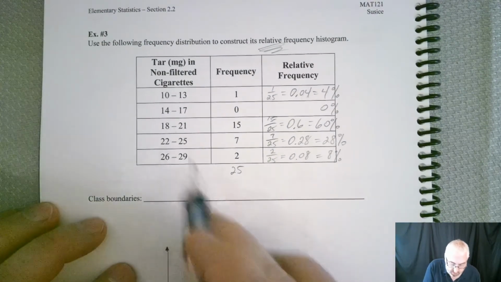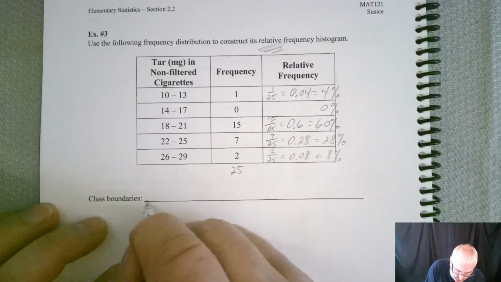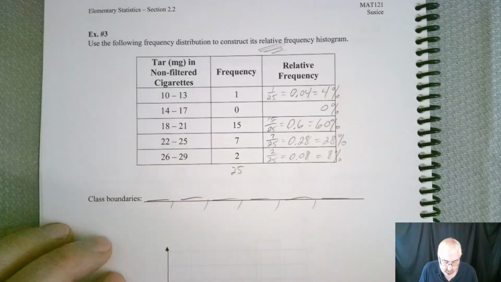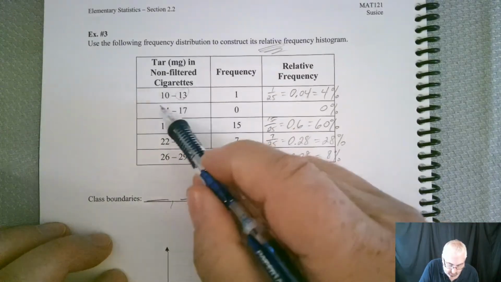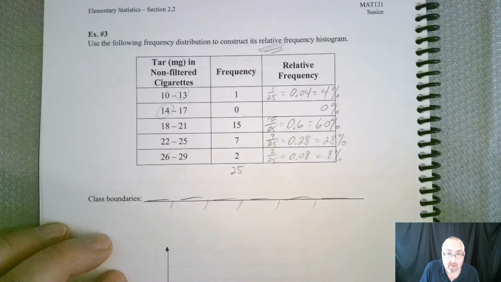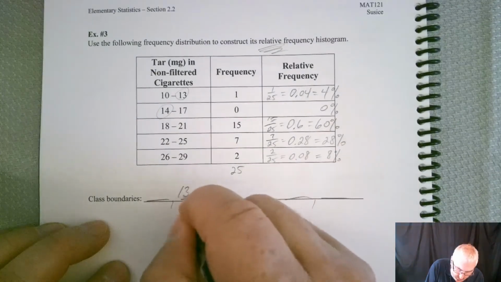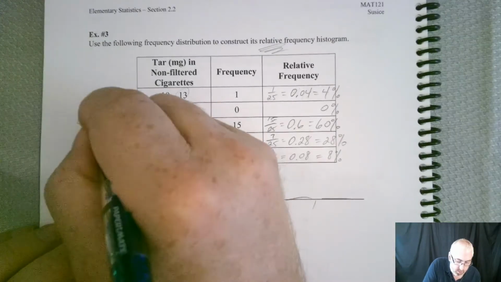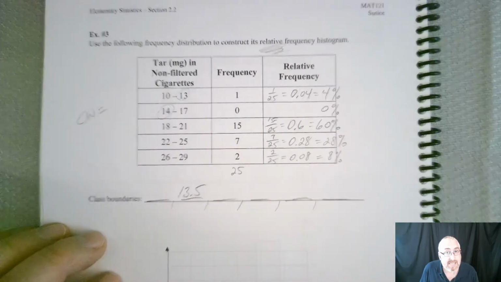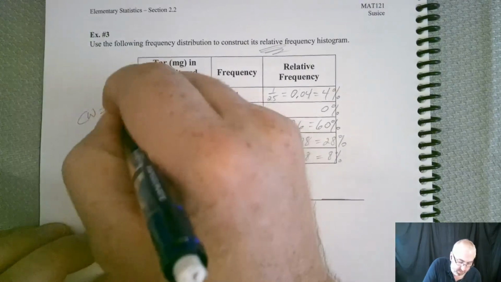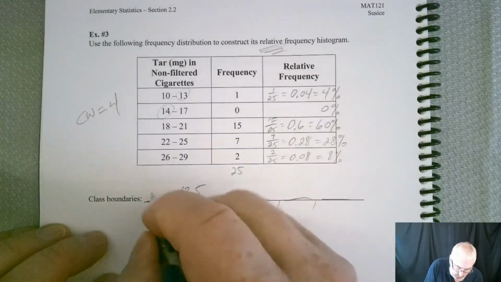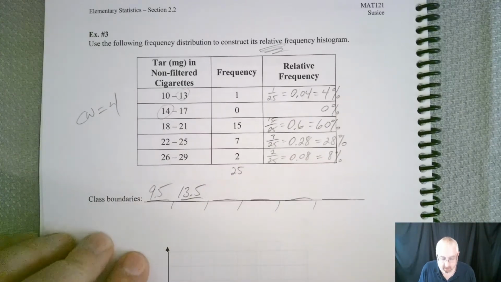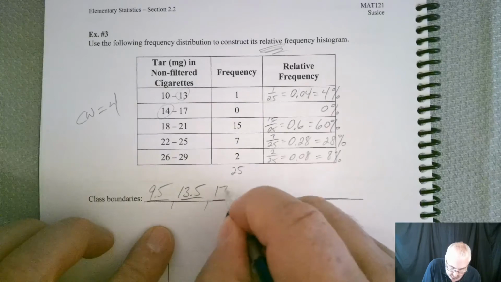Now we got to get our boundaries. 5 classes, 6 boundaries. 1, 2, 3, 4, 5, 6. All right, and looking diagonally, it looks like 13.5 for our second one. And then our class width equals, not 3, it's going to be 4. So we got to subtract 4 to get the first one. So 9.5, now we can add 4 the rest of the way.